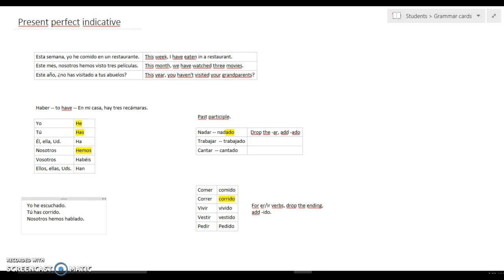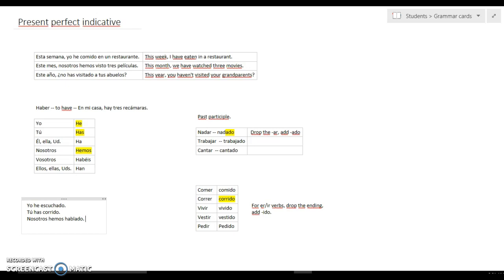You can add time statements to say when you have or haven't done these things. Esta semana yo he manejado mucho. Este mes nosotros no hemos visitado a nuestros abuelos. So any of those time statements really give you some clarity about when something has or hasn't happened.